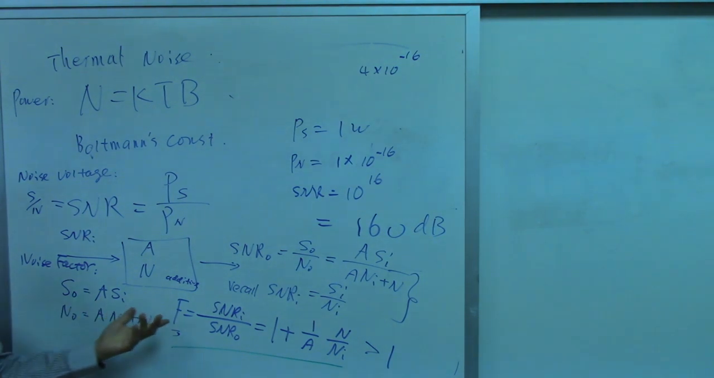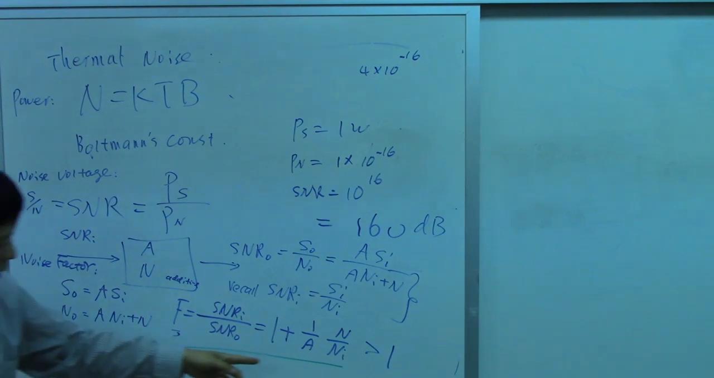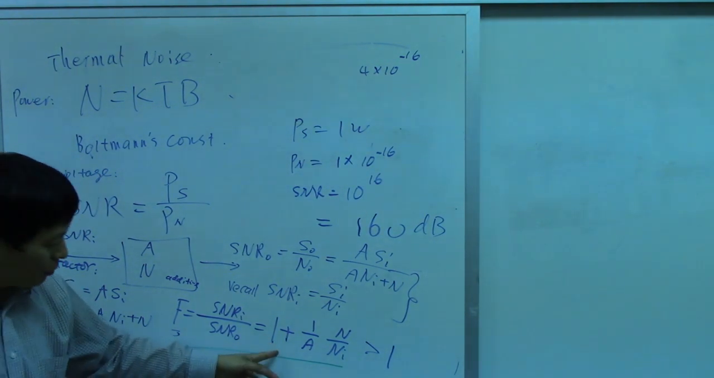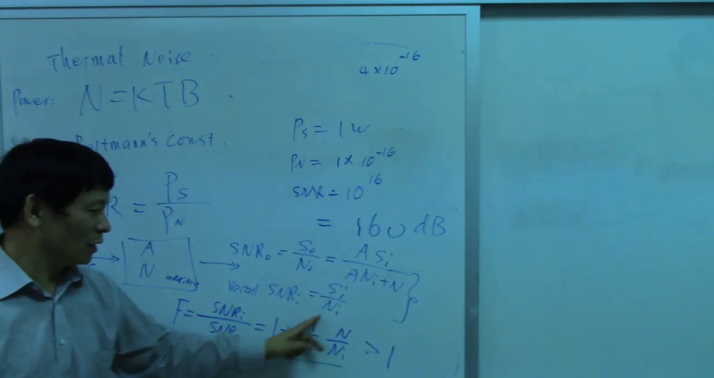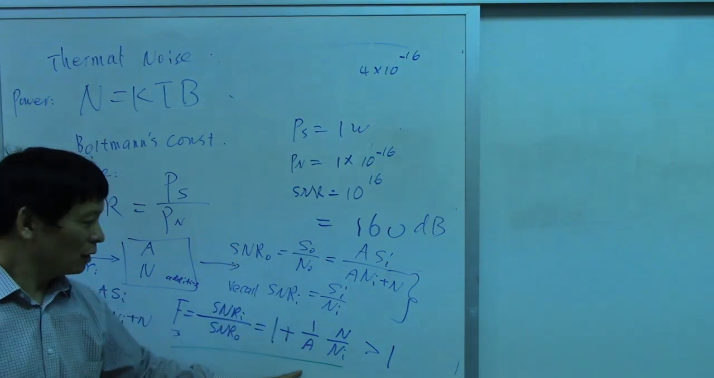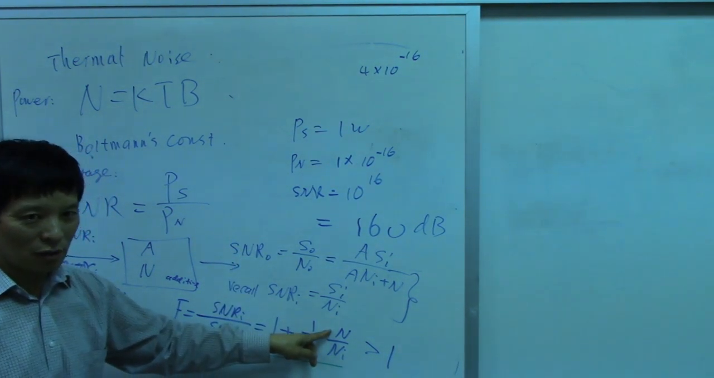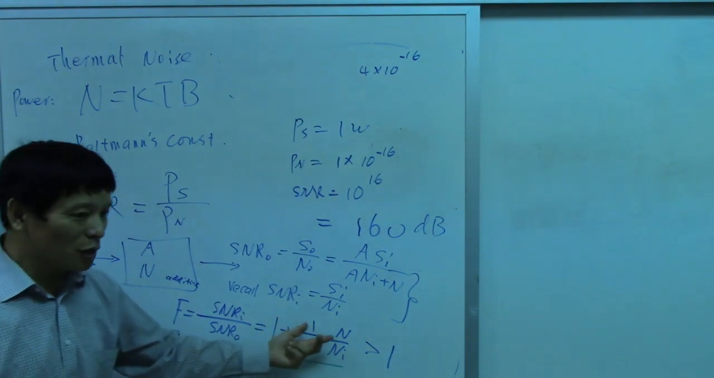How to make this one equal to 1 or as close to 1 as possible? Look at this. This is constant here. We can do nothing. We make this gain as large as possible, equals infinity. Then this part is close to 0, so this one is very close to 1. That is one thing, right? Another thing is you make this thermal noise equal to 0, then this part equals 0, so it equals 1.